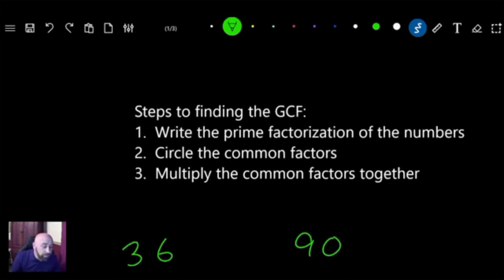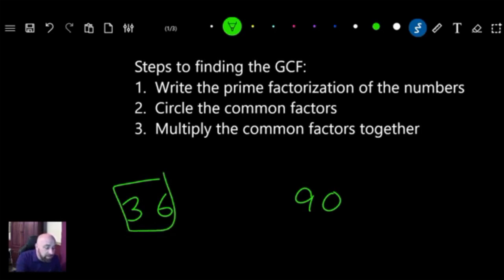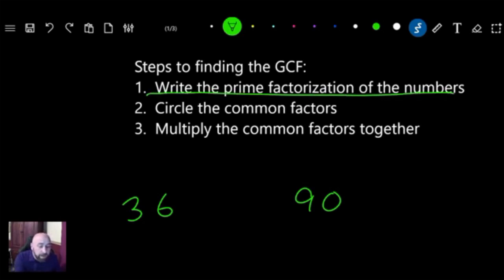Well, what we want to do is take two numbers. For instance, down here, I have the two numbers, 36 and 90. So we want to take those two numbers and find the GCF of those two numbers, the greatest common factor. So what do we do? Number one, we write the prime factorization of the numbers.